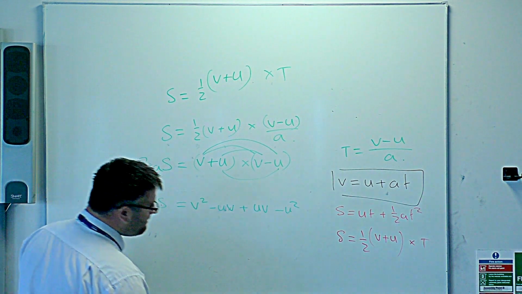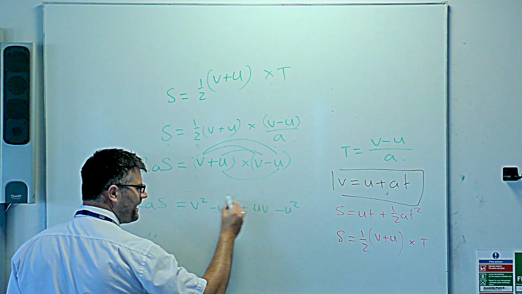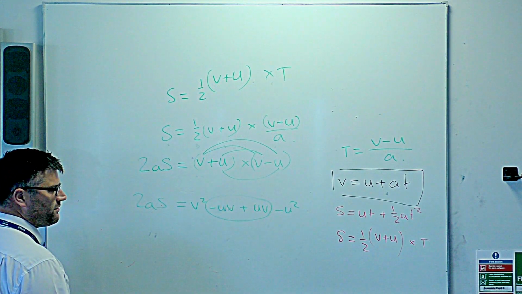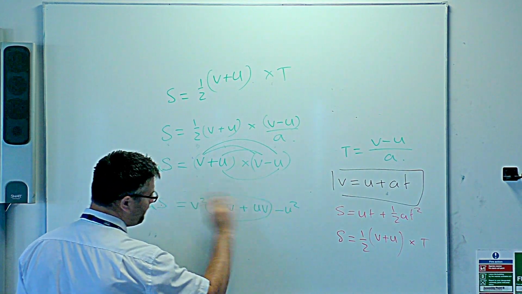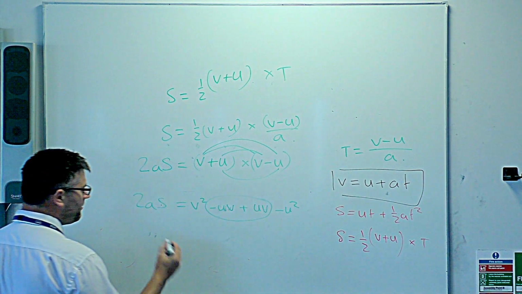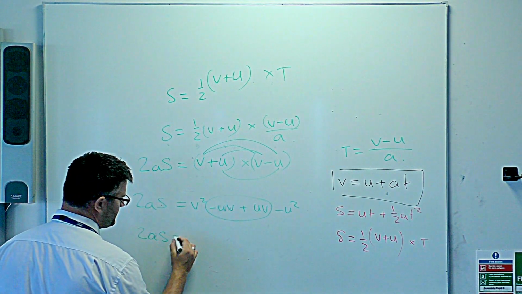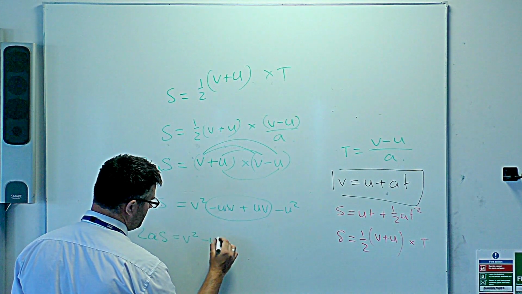So we need to then simplify this. Well, hopefully you can see that you can get rid of those. We don't need those. So minus uv plus uv, well, they just cancel each other out. So we end up with something that looks like this. 2as is equal to v squared minus u squared.